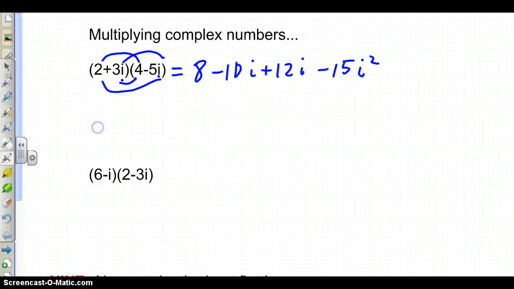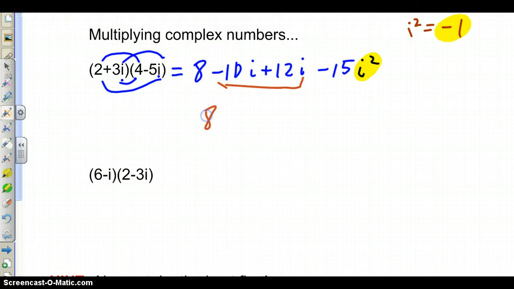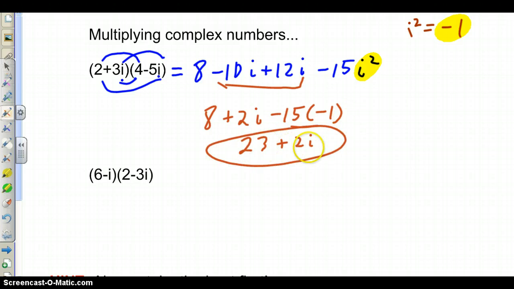Well, one of the things, if you're paying attention earlier, is we know what i squared is. i squared is always negative 1. Right, so I can replace this with this. And that's going to help us out here. So let's simplify this a little bit. These go together nicely. We get 8 plus 2i minus 15 times negative 1. Well, you're subtracting a negative there, so you're really adding a positive. So we have 23 plus 2i. And that's our complex answer after we multiplied two complex numbers.